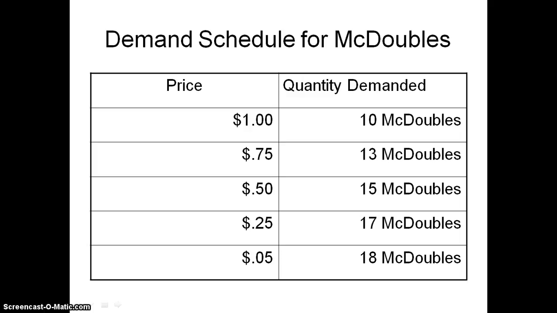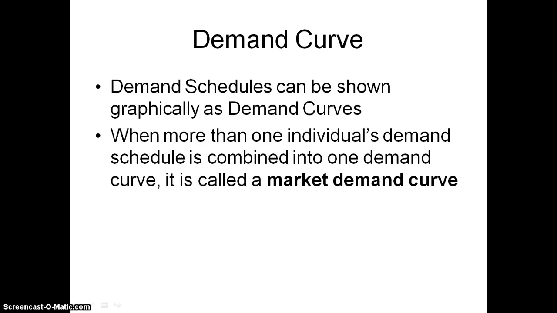Here we have a simple demand schedule for McDoubles at McDonald's. So if we were thinking about a small group of people, we might say that if the price were $1, they would buy 10 McDoubles. If the price went up to 75 cents, they would buy 13 McDoubles. If it went down to 50 cents, they would buy 15, 25 cents, 17, 5 cents, 18, and so forth. Demand schedules can be shown graphically as demand curves. When more than one individual's demand schedule is combined into one demand curve, it is called a market demand curve.